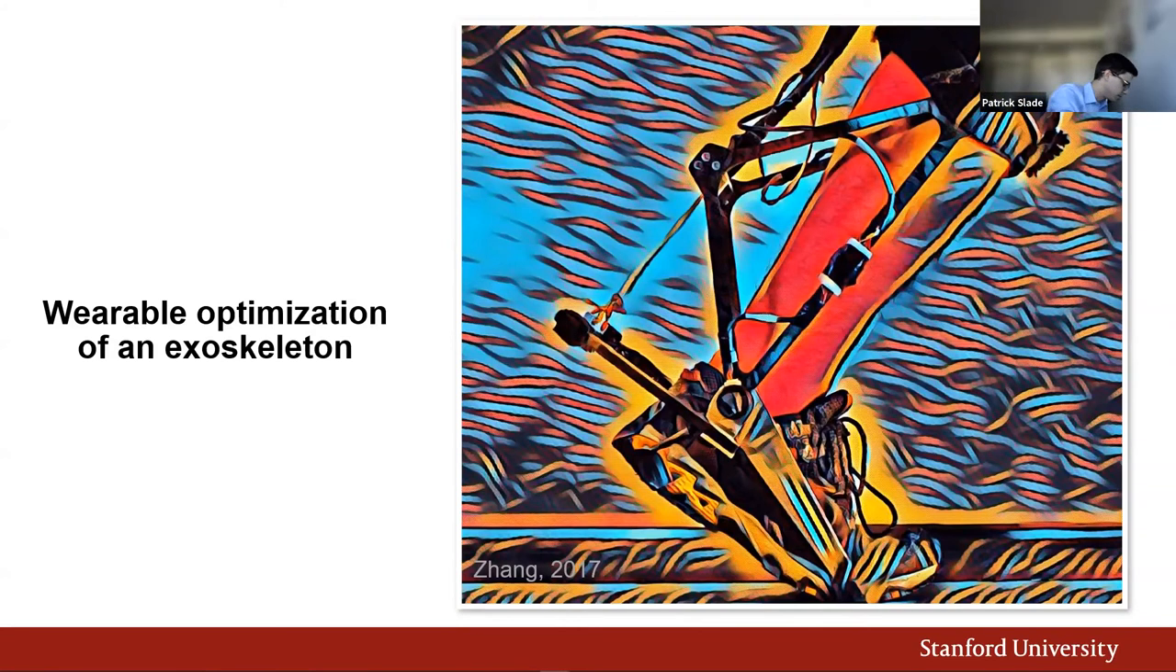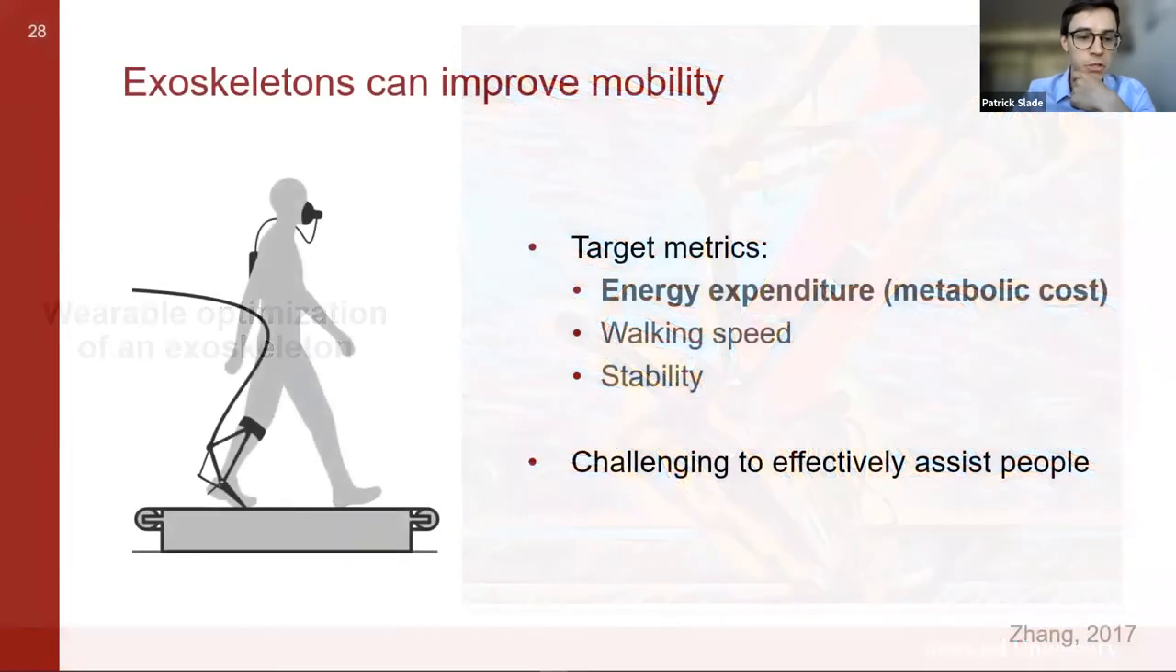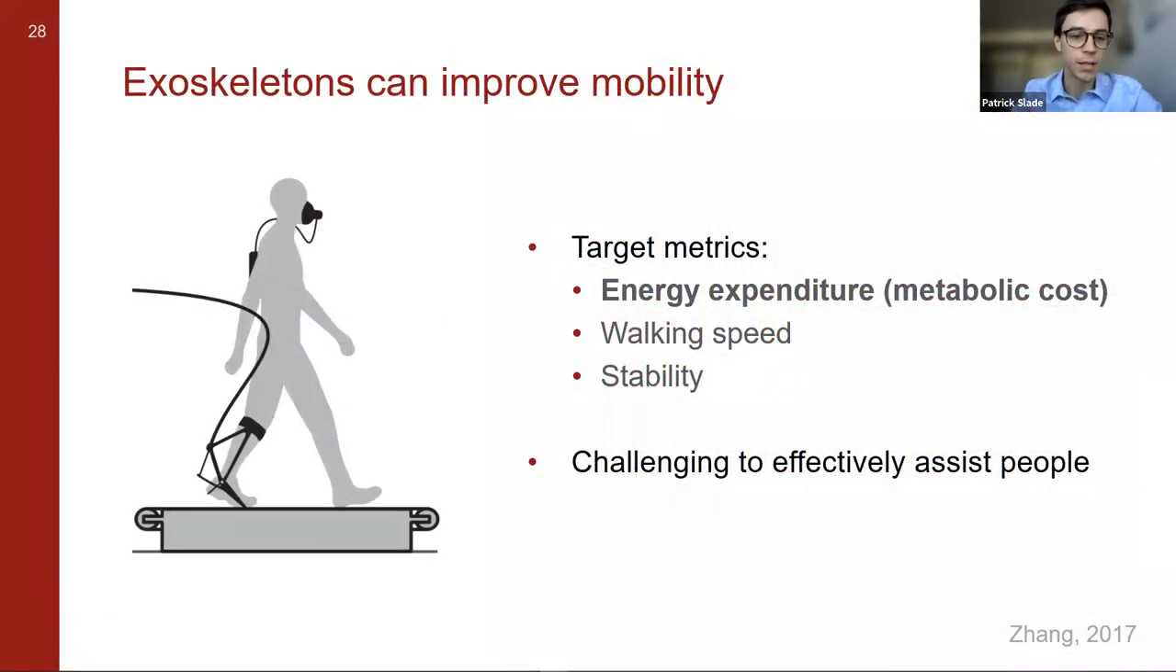We'll be talking less about the design and more about how we optimize it. But hopefully this illustration provides some information about the device. So the goal of these exoskeletons is to improve mobility. You can wear this system on your leg, essentially attached to your shoe and your calf, and it applies torque about the ankle. And what we generally try to do with exoskeletons is target some mobility metric to improve.